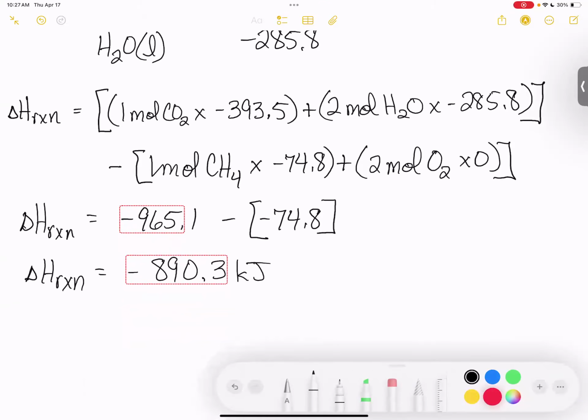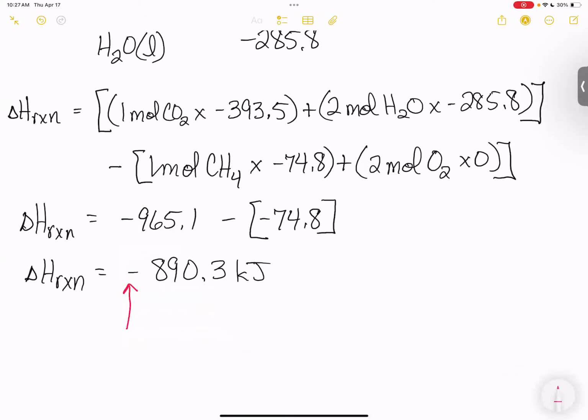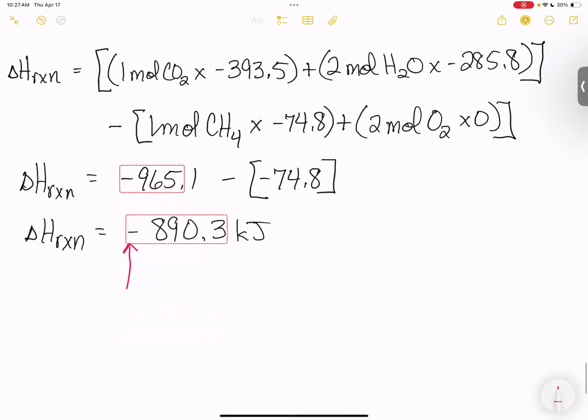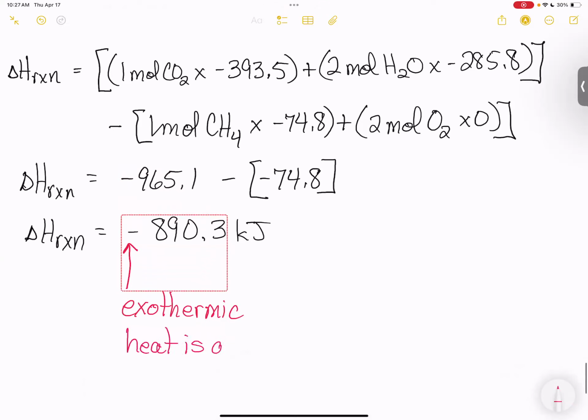Folks, this negative means that it is exothermic. Heat is a product. And it is favorable. The reaction is favorable to occur.